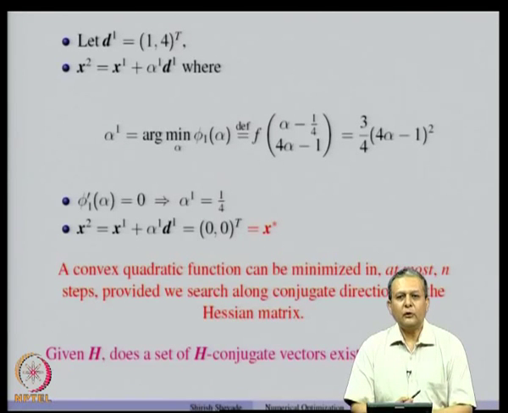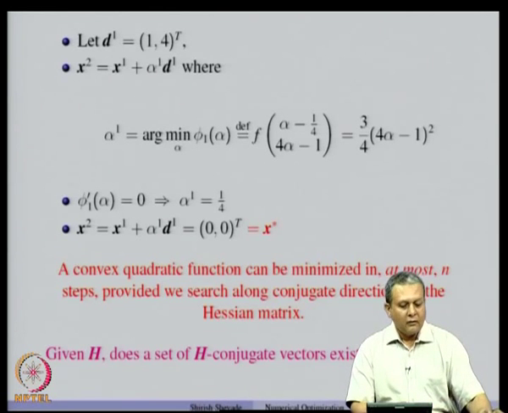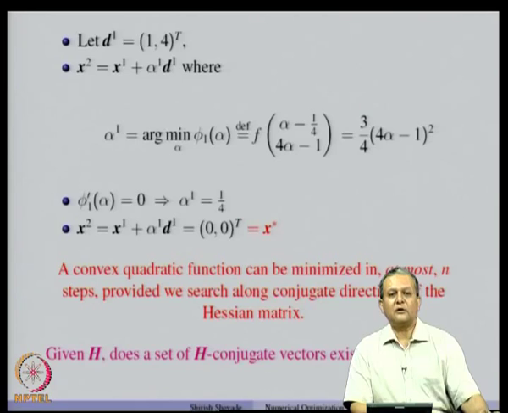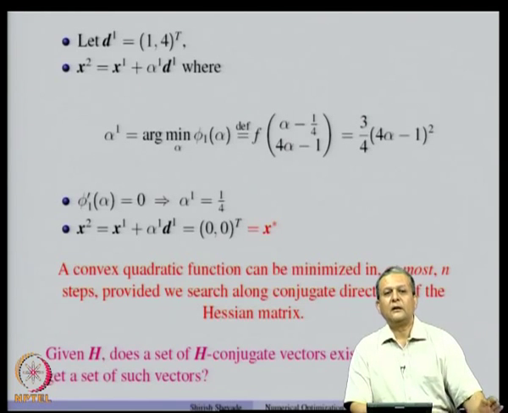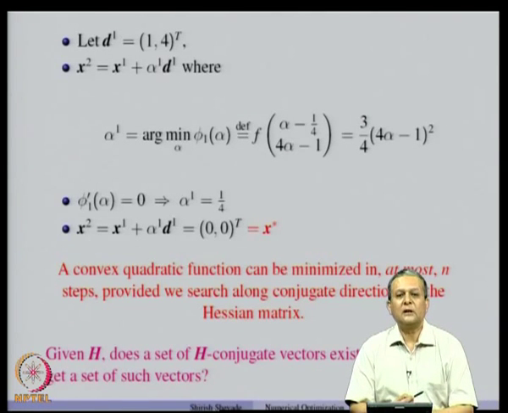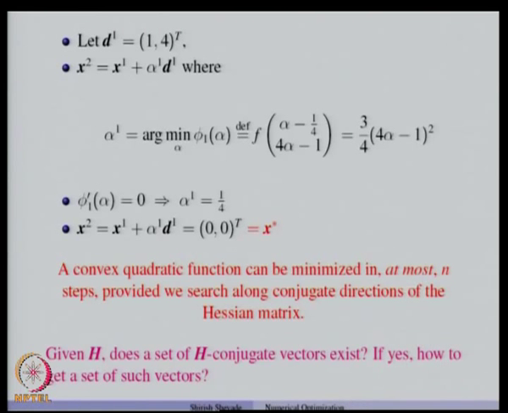Now, there are some important questions that need to be answered, and one of the questions is: given H, does a set of H conjugate vectors exist? What is the guarantee that there exist H conjugate vectors? And suppose there is a guarantee that H conjugate vectors exist, then how do we get one such set of H conjugate vectors? These are the important questions that need to be answered, and we will now answer these questions.